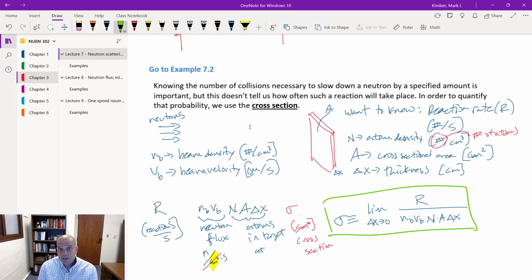And so if I was trying to measure cross-section, this is how I would do it. I would measure the reaction rate. I would know parameters about the beams coming in, and I would know enough information about the target. So let's go to a quick example here, and then we're going to explore some data files.